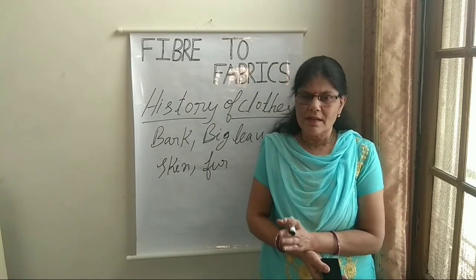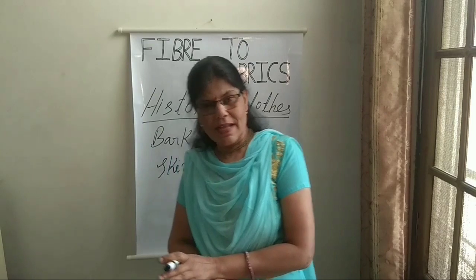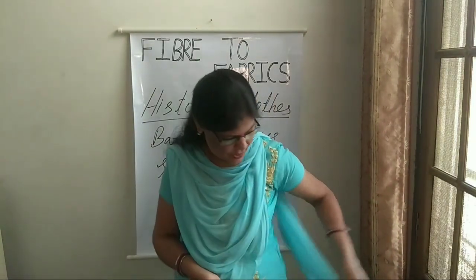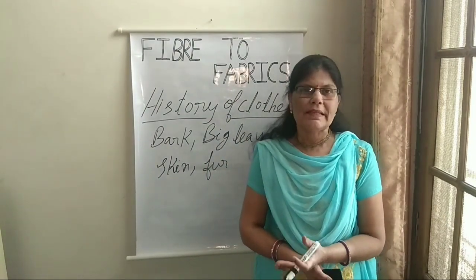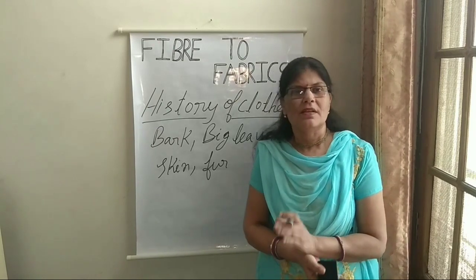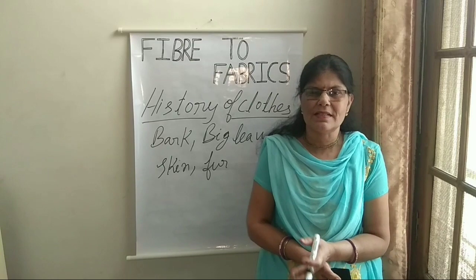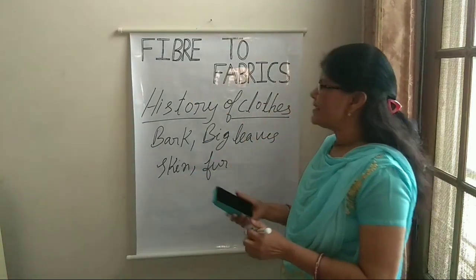But till now, there are some cloths which are used unstitched. For example, lungi, turban, dupatta and sari, dhoti. These cloths are used as unstitched, though we all know how to stitch the cloths, but they are used as it is, unstitched, nowadays also. Okay, so this is all about the history of cloths.